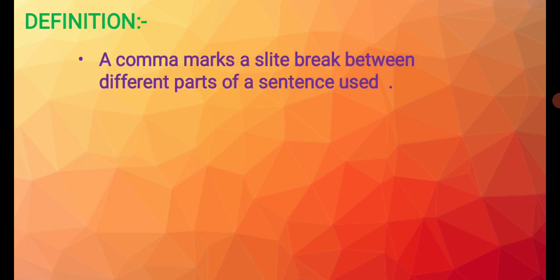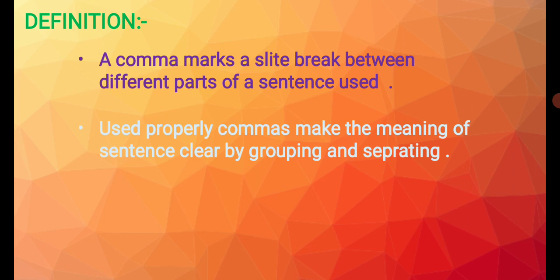Let's see the definition of comma. A comma marks a slight break between different parts of a sentence. Used properly, commas make the meaning of a sentence clear by grouping and separating.